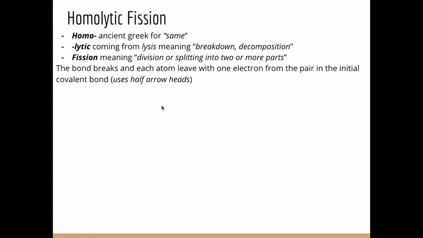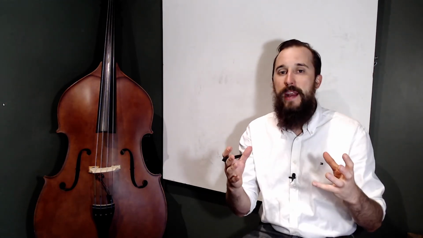So what that same is referring to is the electrons that are leaving the covalent bond when we break it. The bond breaks and each atom leaves with one electron from the pair in the initial covalent bond. So when we're doing our chemical reactions, we are breaking and making covalent bonds, like I said just before. Now we know a covalent bond is a shared pair of electrons between two atoms. So in our homolytic fission, we are breaking that bond, and each atom is taking one electron. Homo meaning the same, as in they're getting the same amount of the electrons in the original bond.